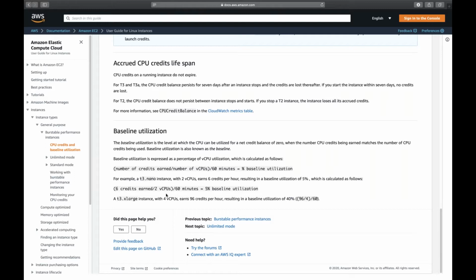Okay, so basically what happens, let me do some math here. 6 by 2, which is like 3, then which is like 30, and into 100. So roughly it's 3.33, and they have rounded the figure to 5%. Okay, so here if I go for 96 by 4 into 60 into 100, so basically it's 40%. Yes, we are right, correct.